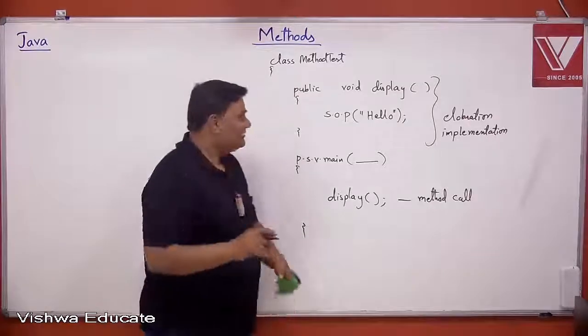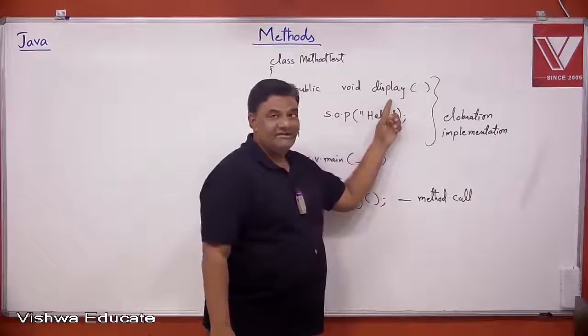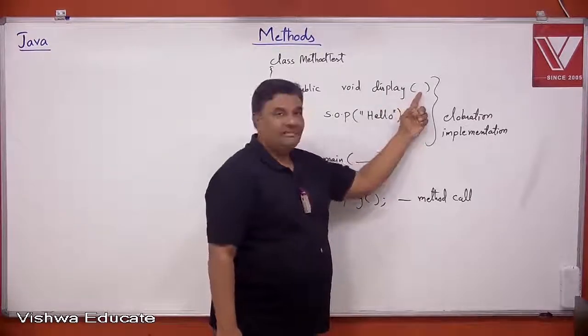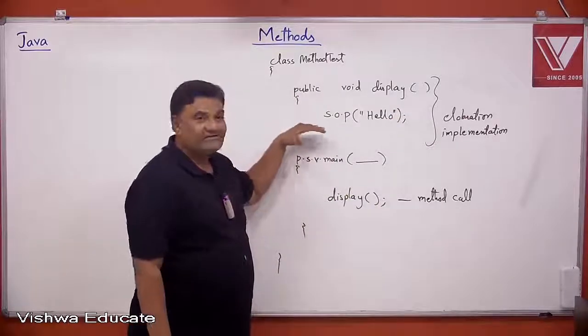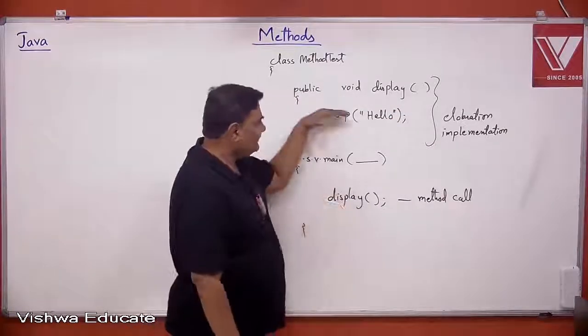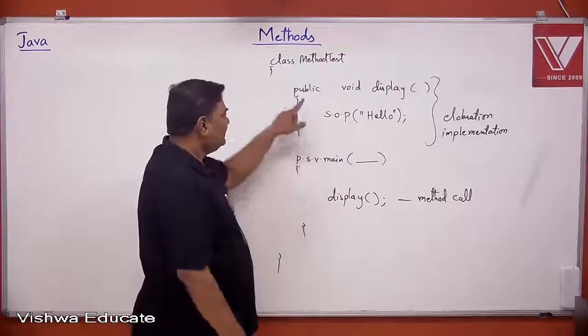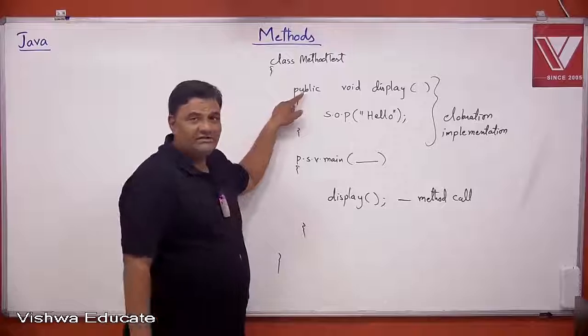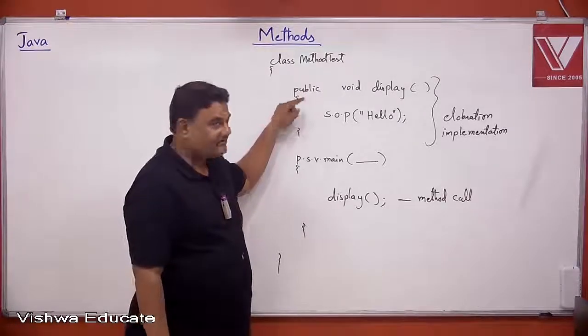Okay, before that, I'll show you. This is void, not returning anything. Display, this is the name. And this parameter list, it's not taking anything. Then what is it doing? Just displaying hello. So when you call this one, hello will be displayed, right? And this I made it public. It was not necessary. I can leave it out also, no problem.